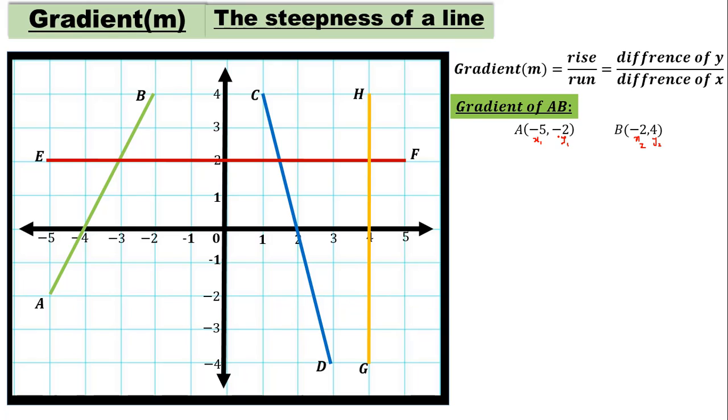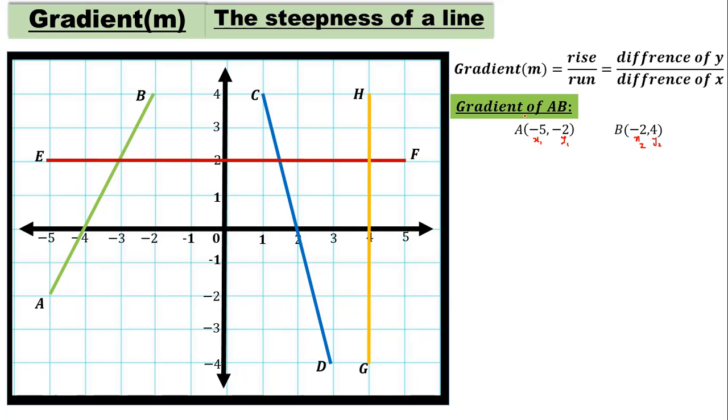Students, just name these coordinates alphabetically. Name the x coordinate of A as x1 and the x coordinate of B as x2. Name the y coordinate of A as y1 and the y coordinate of B as y2. Now use the formula: difference of y over the difference of x. Difference of y means y2 minus y1 and difference of x means x2 minus x1.